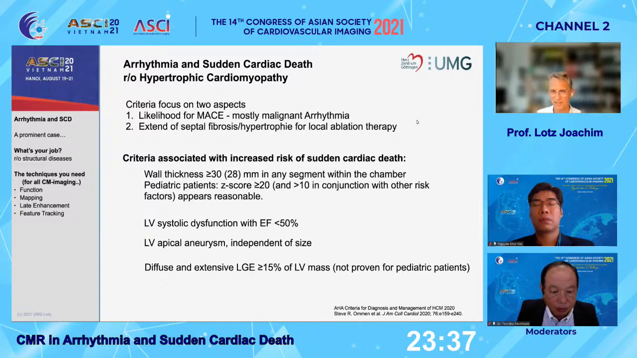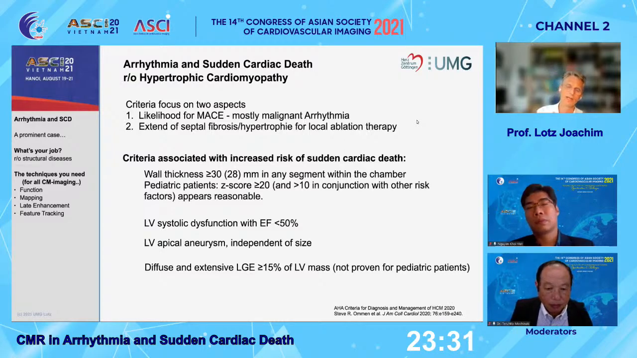In pediatrics, not so easy, because in pediatrics the heart is enlarging, it's growing, so we're not looking at absolute values, but at the deviation from the normal. And here we use the Z score, more than 20 or more than 10, in conjunction with other risk factors. Then, of course, the second criterion is left ventricular dysfunction.